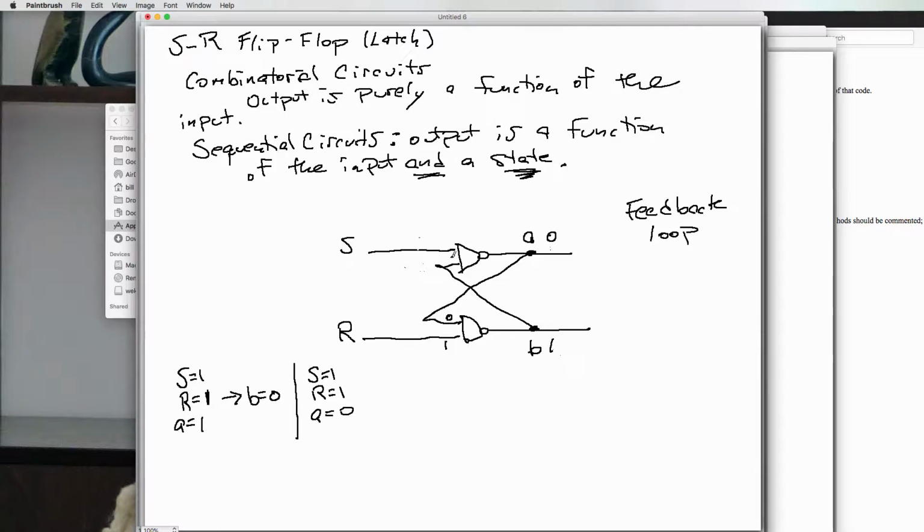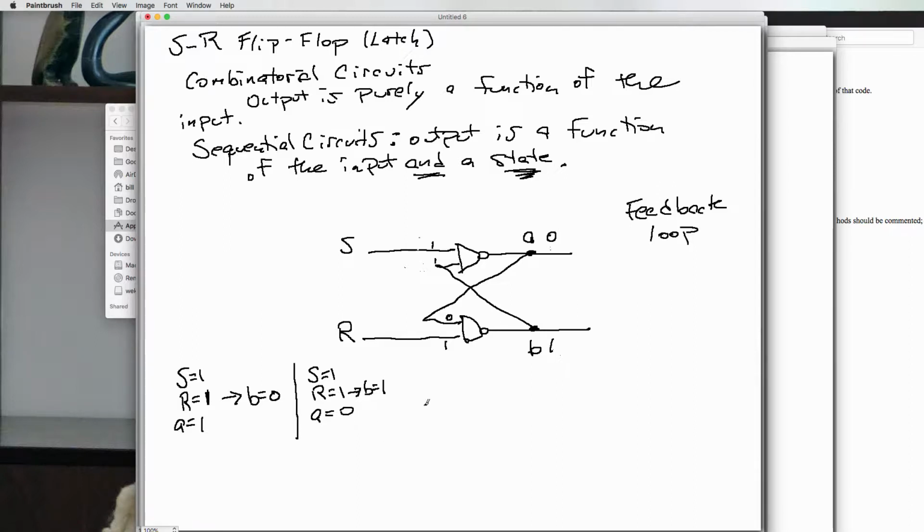And I come back over here, and this is going to be a 1, and this is going to be a 1, and a 1 and a 1 going into a NAND gate. A is going to stay a 0, and we can see that the whole thing is stabilized. So in this situation, B would become 1, and everything else is stabilized.